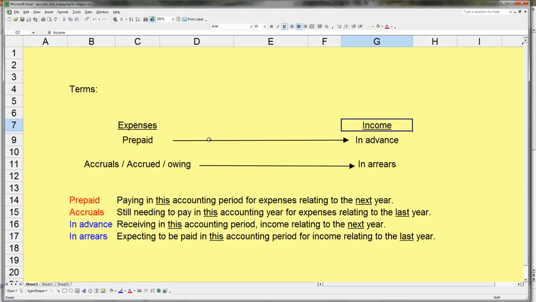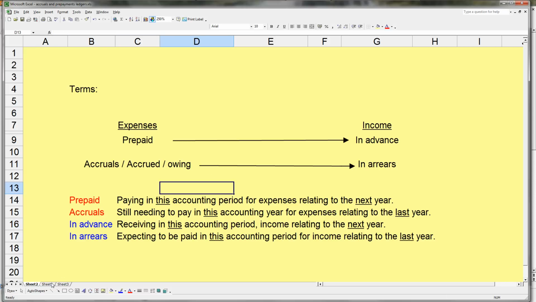Just briefly run through my way of understanding the terms. Prepaid means paying in this accounting period for expenses relating to the next. Accruals, still needing to pay in this accounting period for expenses relating to the last year. In advance for income, receiving in this accounting period income relating to the next. And in arrears, expecting to be paid in this accounting period for income relating to the last. So please look at those and dissect that in understanding the terms.